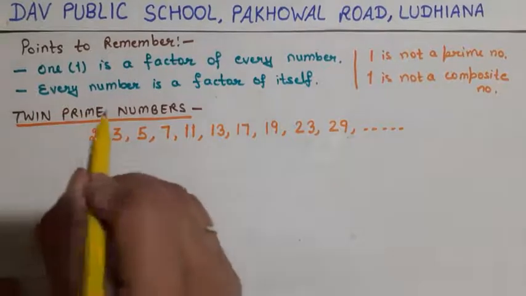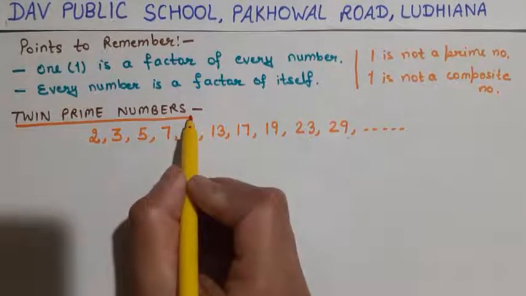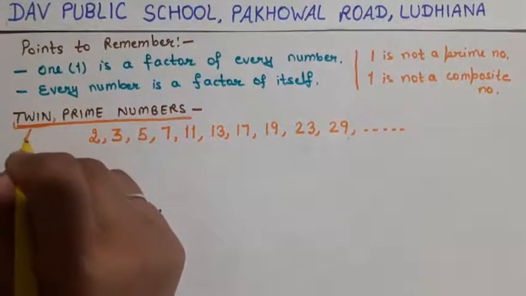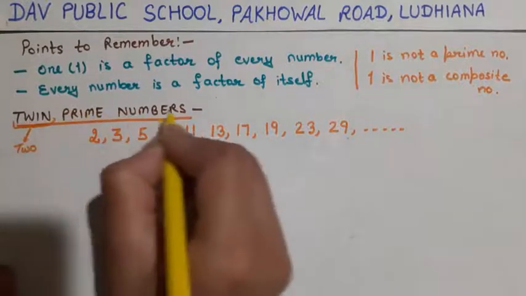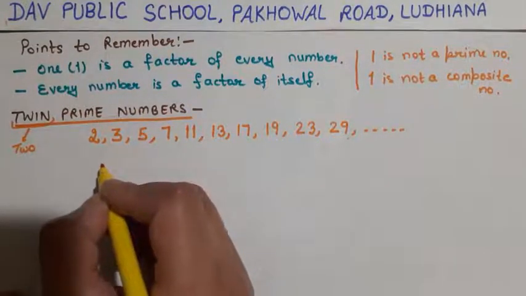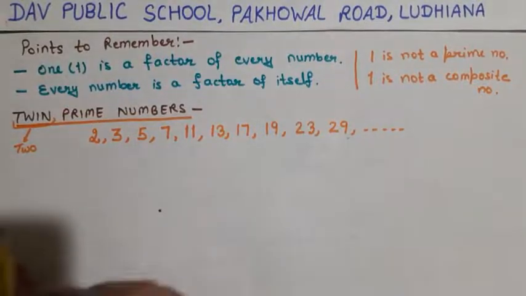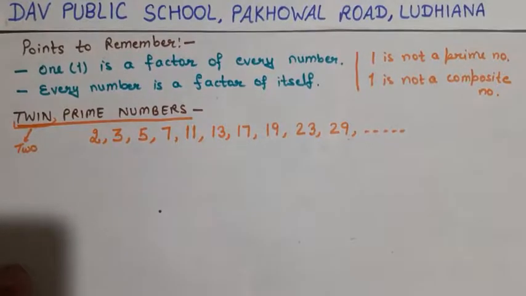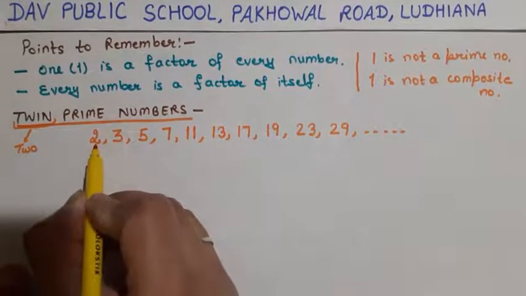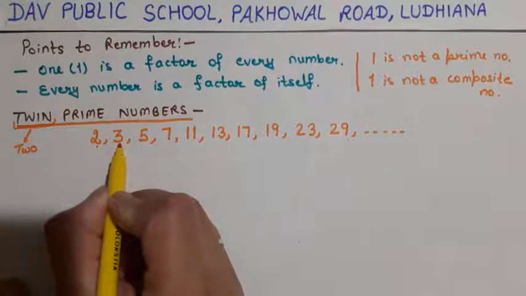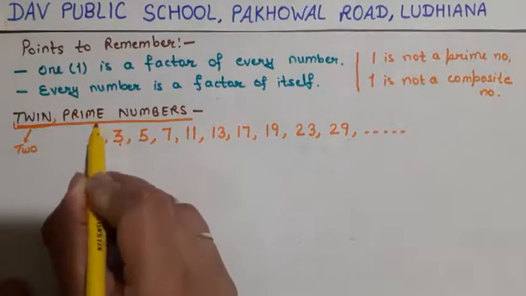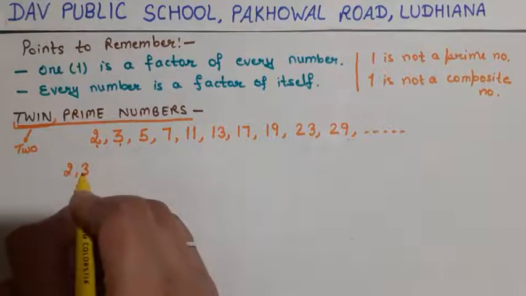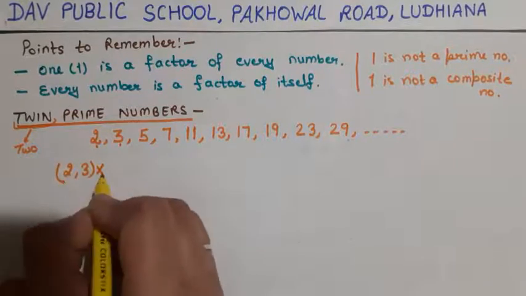So twin prime numbers are 2 prime numbers. Twin means 2. Remember it. You have to take twin prime numbers in pairs. So twin prime numbers are two prime numbers whose difference is 2. Check for the first two prime numbers, 2 and 3. The difference of 2 and 3 is 1. So 2 and 3 are not twin prime numbers.